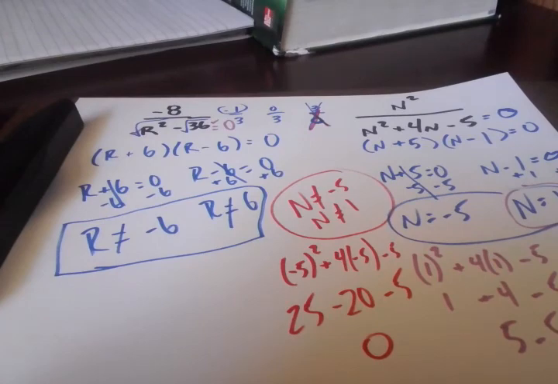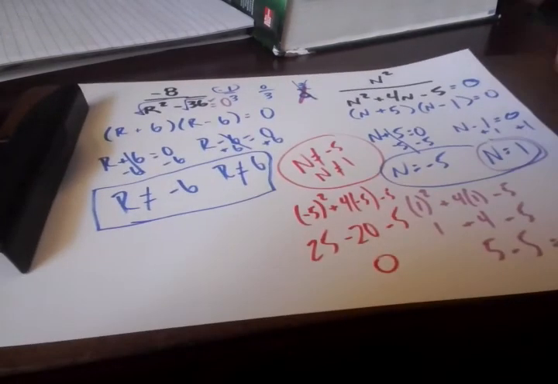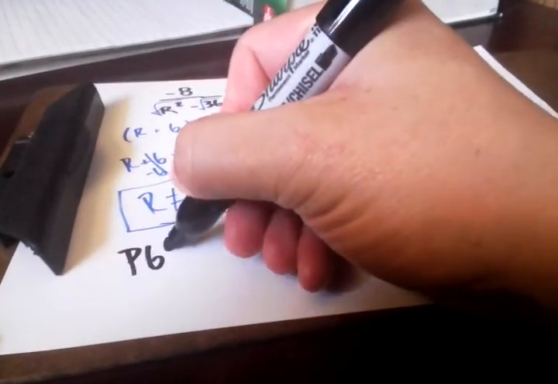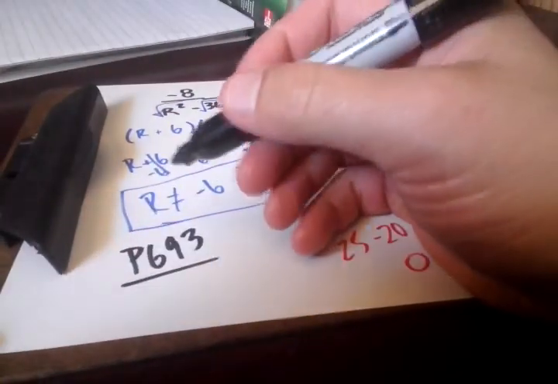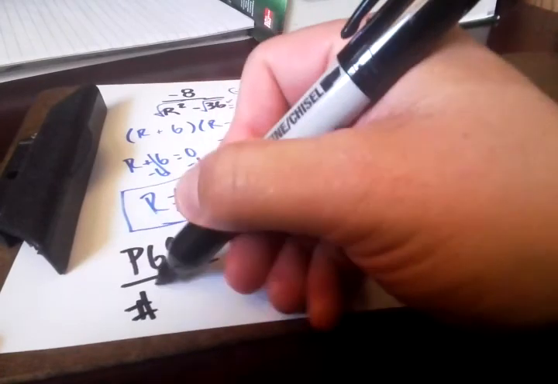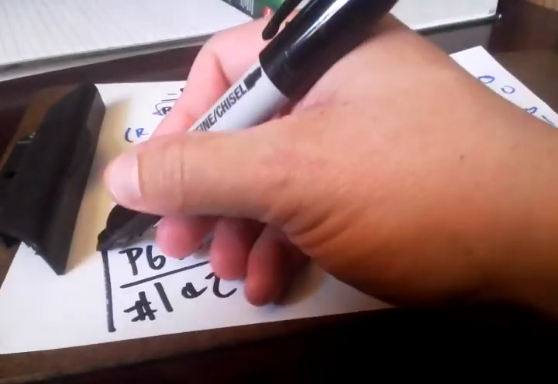Guys, I want you to try a couple of problems for me. Okay, a couple of problems. So let's go over to page 693. And on 693, I want you to try numbers 1 and 2.